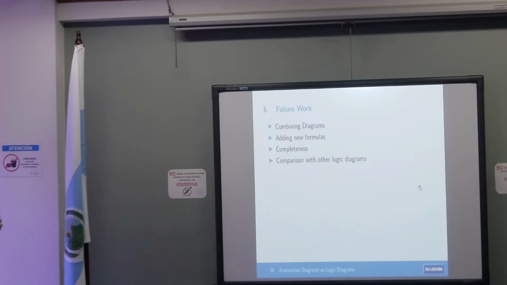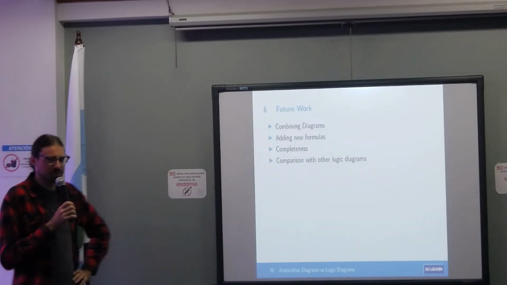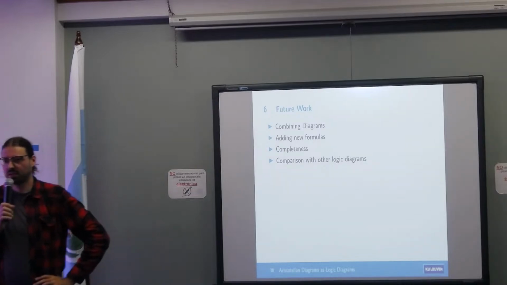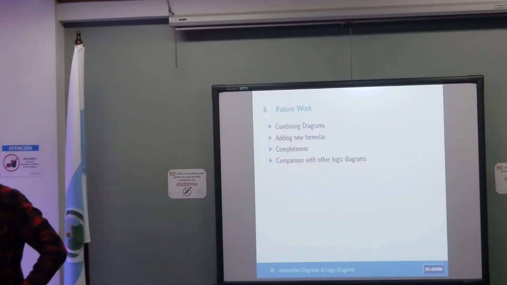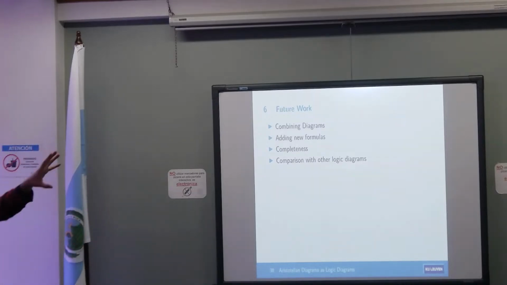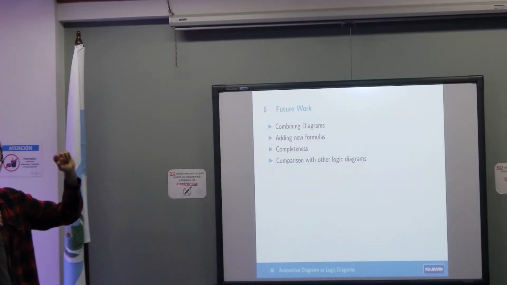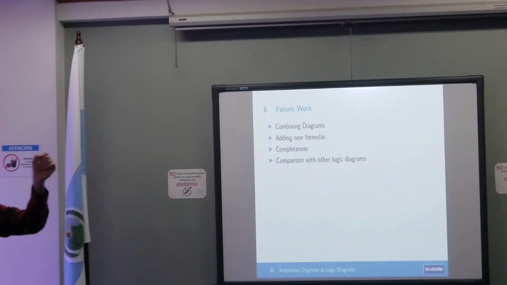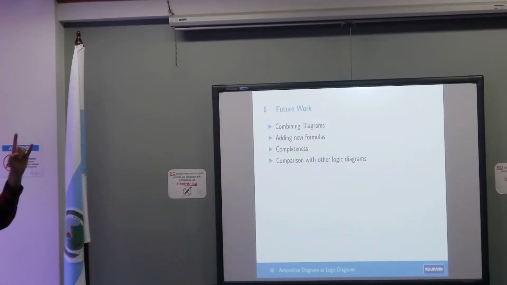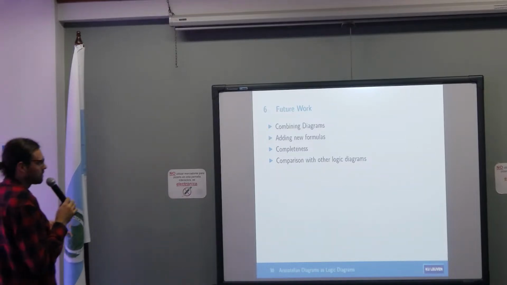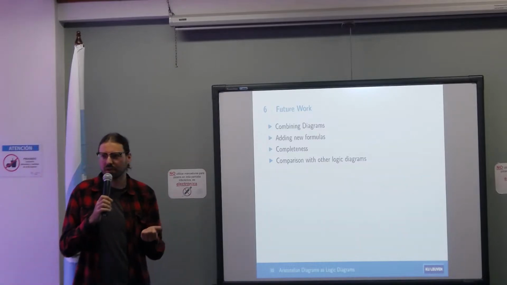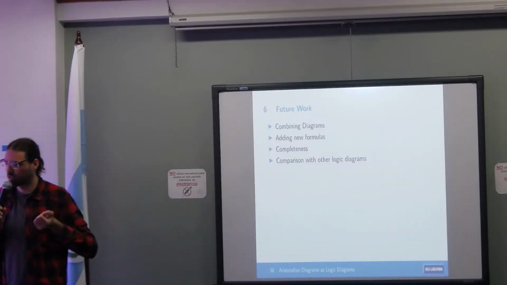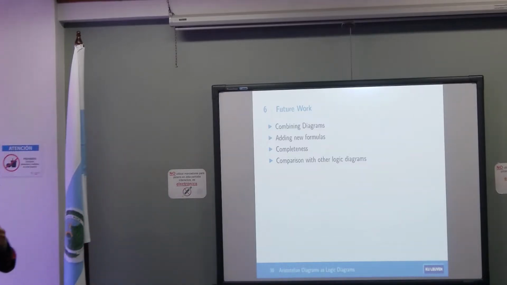There's also some possibilities for future work. If you've noticed, each time I was talking about a consequence in this presentation, I was just talking about one diagram being a consequence of another diagram. But we might also be interested in having two different diagrams as premises and then combining them into a new diagram. We still have to figure out how that would work exactly. Similarly, we might want to add new formulas to a diagram. Again, there's no room for that in the system I presented here, but it would be interesting to look at that.